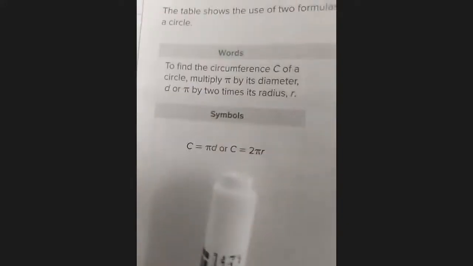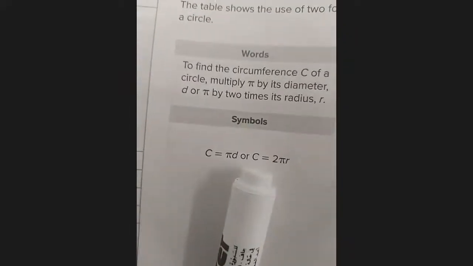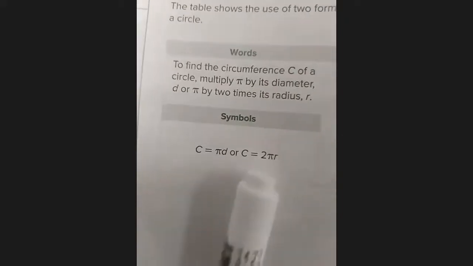Now, the second formula: C equals 2 pi r. It means 2 multiplied by pi multiplied by r. R is the radius, C is the circumference, and the pi is already given.